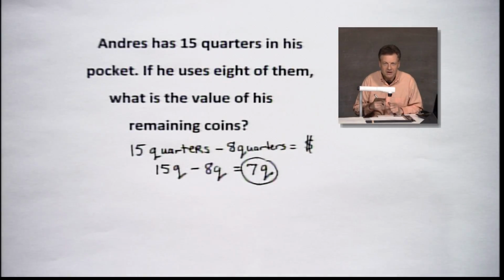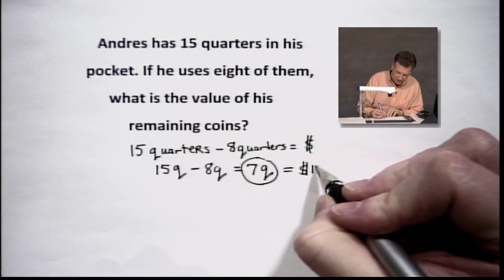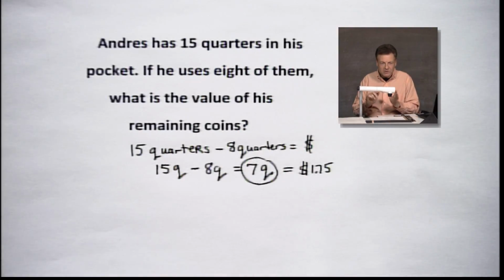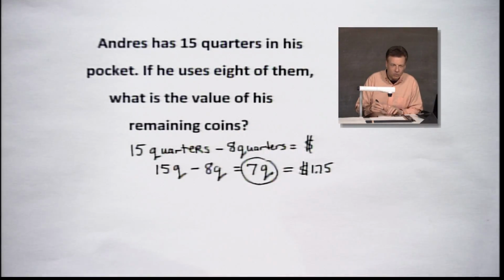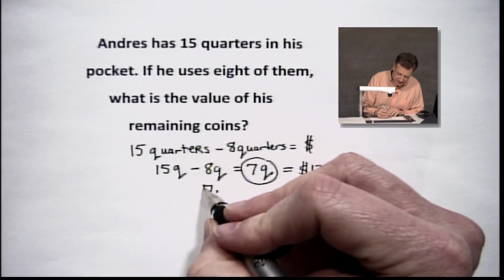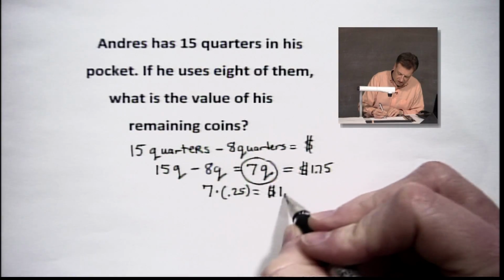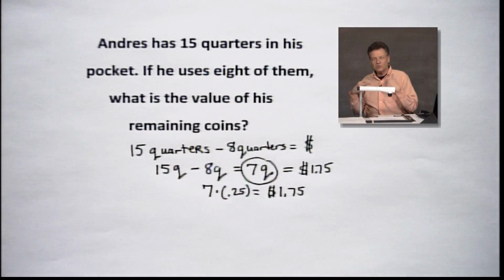Well, let's count them up. 25, 50, 75, $1. There are 4 of them. Go 3 more: $1.25, $1.50, and then $1.75. So it looks to me like we have $1.75. Some of you said, whoa, that was quick. We counted, but we could also have simply said 7 times 25 cents, and that would also give us $1.75. I counted them, 25, 50, 75, because for some of our younger viewers, that's easier to see.